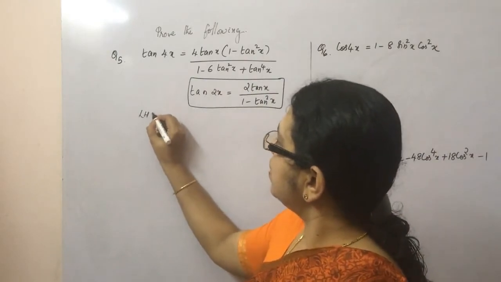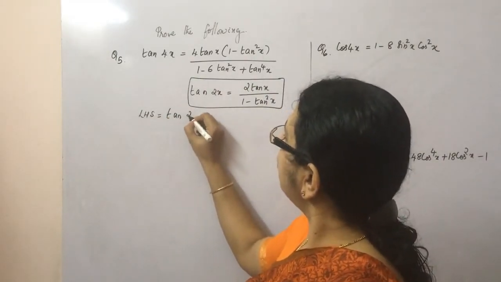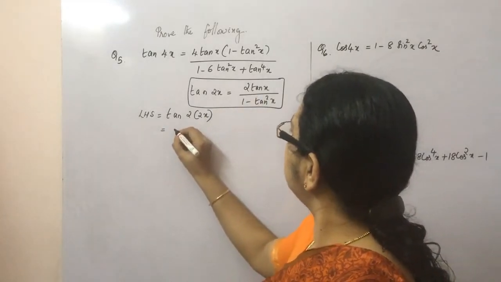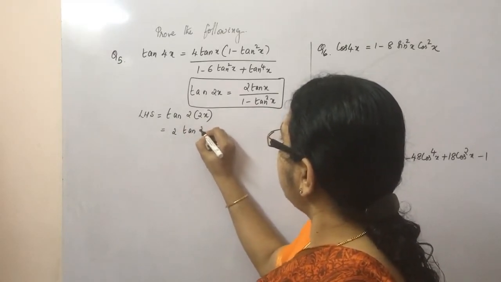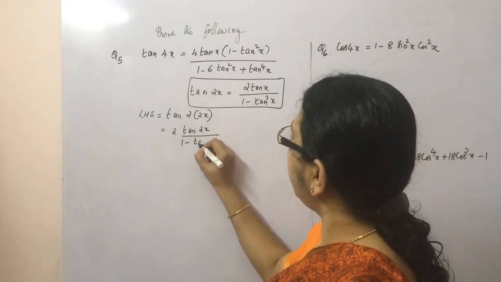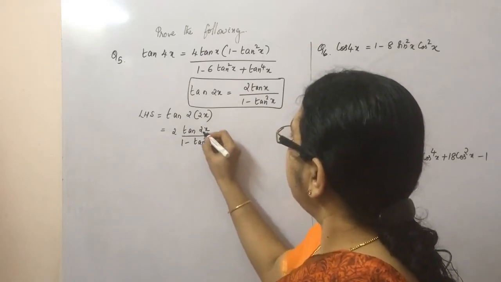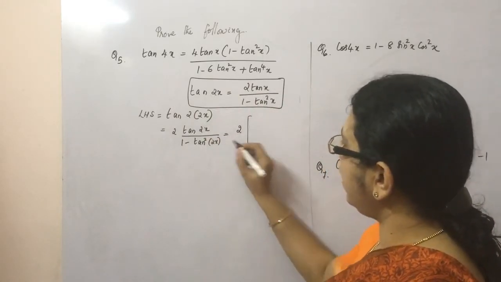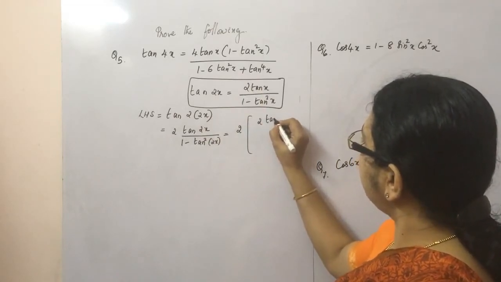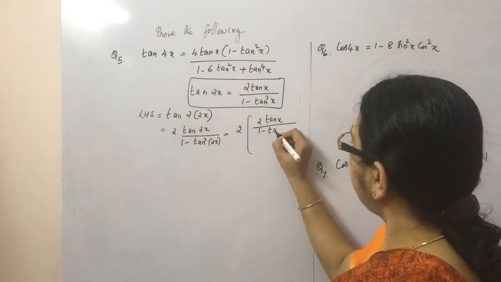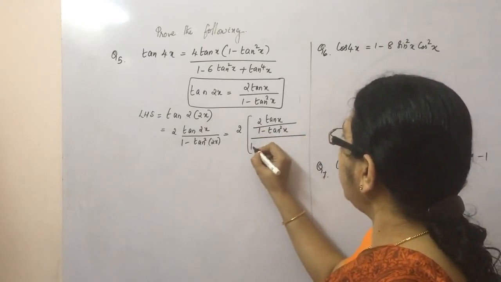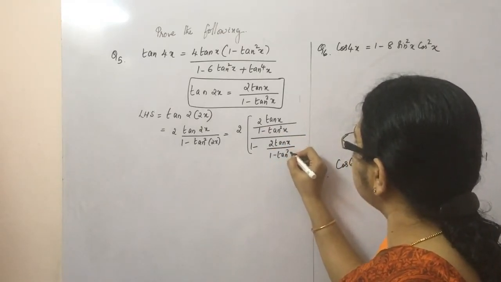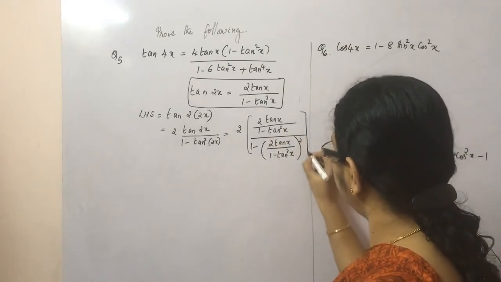Now LHS equals tan of 2 times 2x. Now I consider this 2x as x. So what do I get substituting here? 2 tan 2x by 1 minus tan square 2x. Okay, in the place of x here I have 2x, that's all. So this is equal to 2 times, again, what is tan 2x? 2 tan x by 1 minus tan squared x by 1 minus 2 tan x by 1 minus tan squared x the whole square. Am I clear?